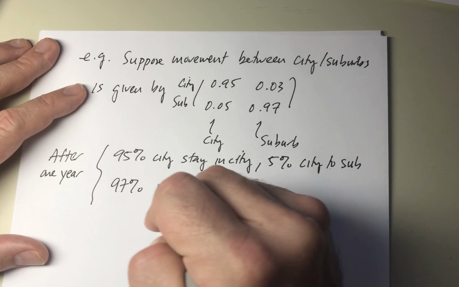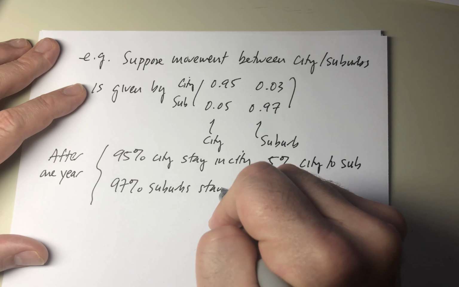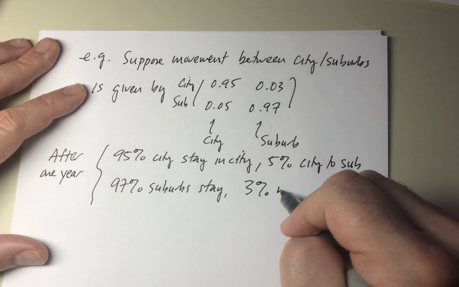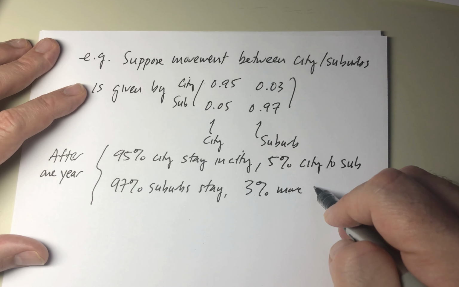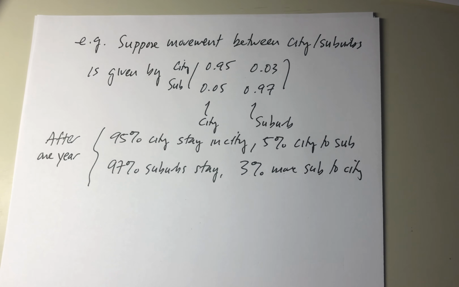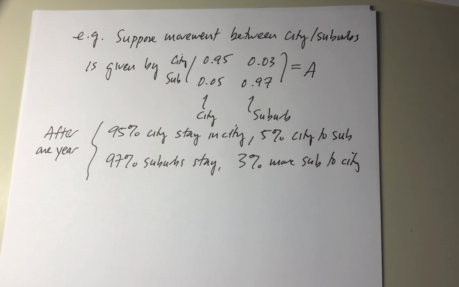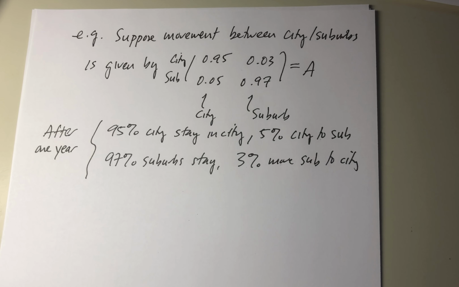And this column is the activity of the suburbs. So this is saying that 97% of suburb dwellers stay, and 3% move from suburbs to city. This is after 1 year. Let me call this matrix A. Hopefully that makes sense. This is a very simple toy model for describing the movement of dwellers between city and suburb after 1 year.